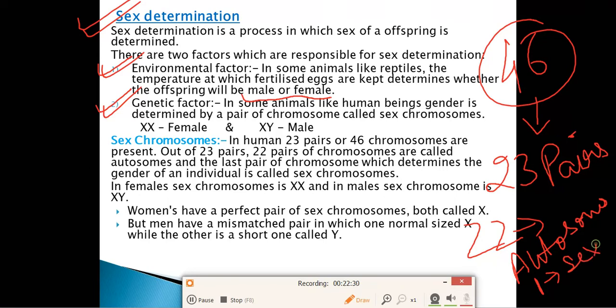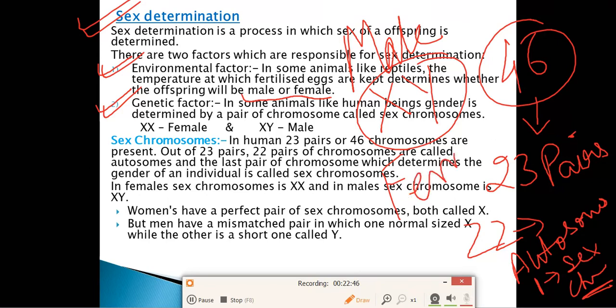So this sex chromosome plays a very important role in sex determination of a child. In male, the one pair of chromosomes which is present is X and Y. This is the sex chromosome in male. But in female, the sex chromosome which is present is in the form of X and X. XX. Similar types of chromosomes are present in female, but in male the chromosomes are different. That is X and Y.